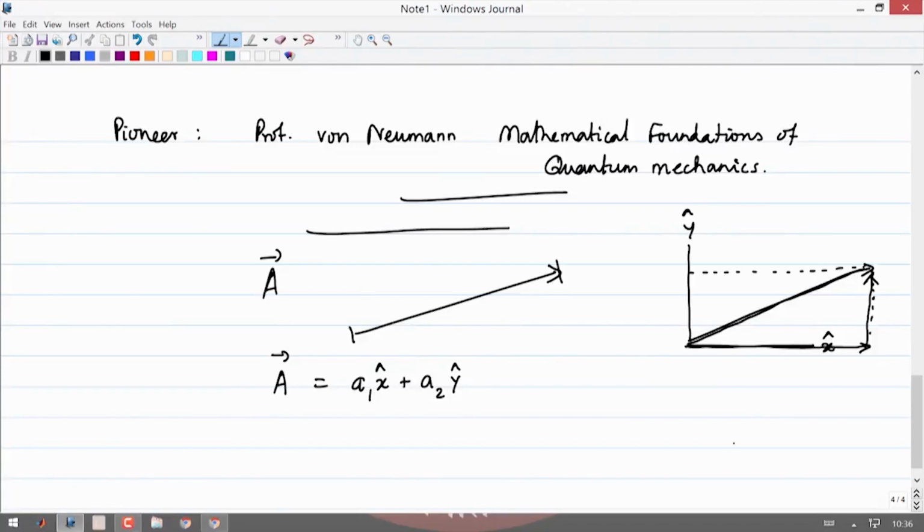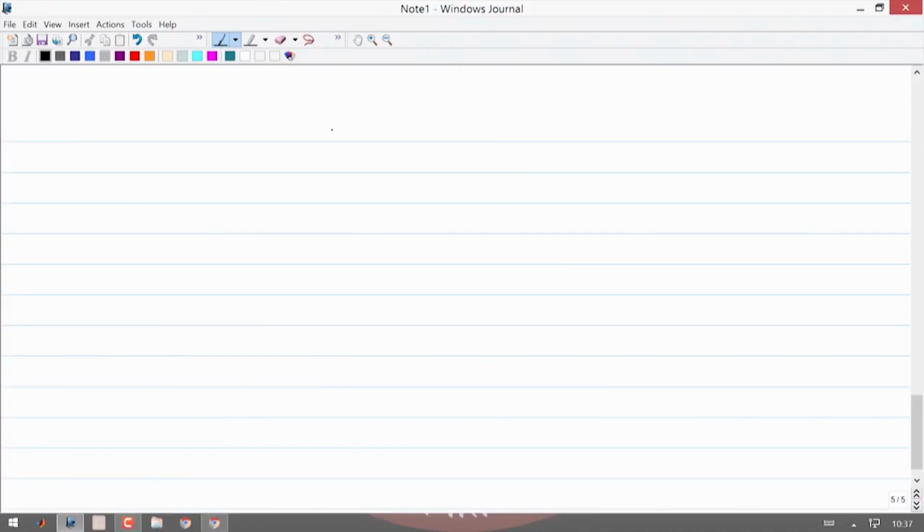So this is the point, and in a similar way if you write another vector B, it has different components, B1x plus B2y and so on. Okay. What do we mean by that? We mean by that the vector x dotted with x is unity, so scalar 1. The vector y dotted with y, the unit vector, is 1.